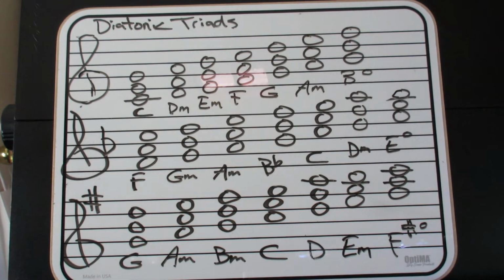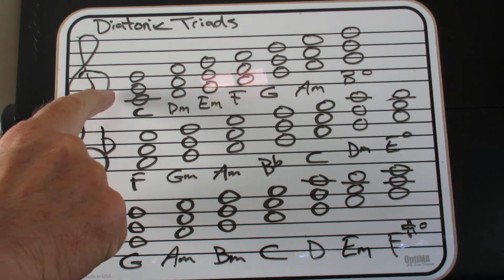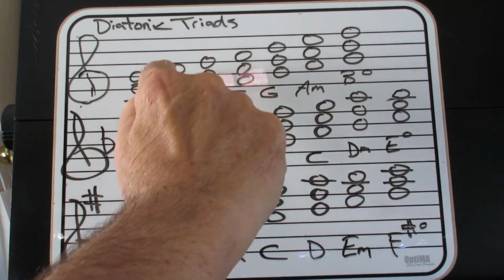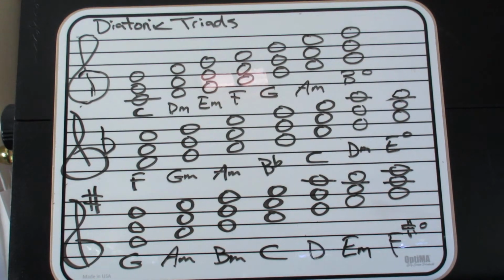So, what I have up here is three scales that have been harmonized, and you see the word diatonic triads. These are all triads. Diatonic means in the key. So, you'll notice that all of the notes that are up here are all in the key of C. There's no sharps or flats. So every chord is made of diatonic notes in the key of C, and therefore they are diatonic triads.